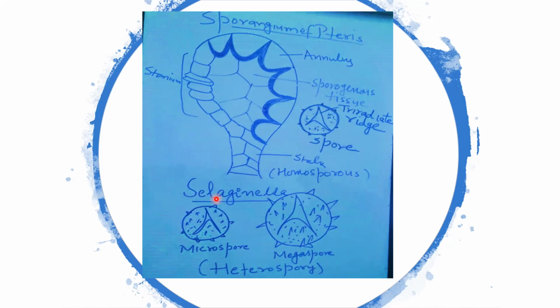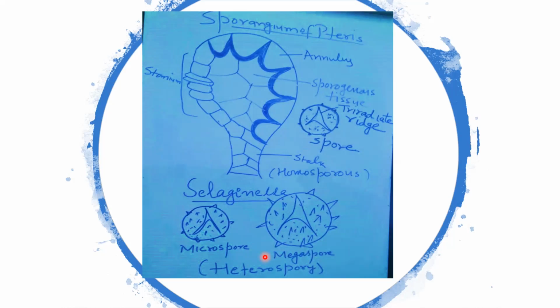And this is in case of Selaginella. There are two kinds of spores. The smaller ones are called microspores, and the bigger ones are called megaspores. So production of two kinds of spores is also called heterospory. In Selaginella, the microspore will germinate to form the male gametophyte, and the megaspore will germinate to form the female gametophyte. But if the condition is homosporous, the spore will germinate to form a bisexual gametophyte, and if the condition is heterosporous, spores will germinate to form a unisexual gametophyte.